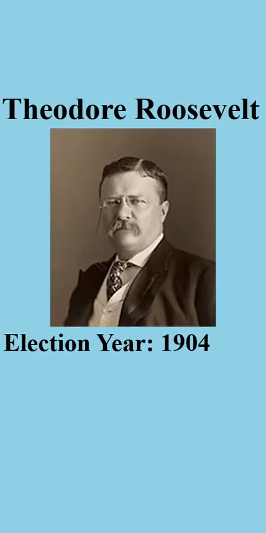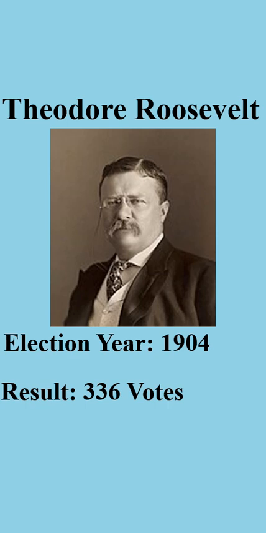Theodore Roosevelt, he is the youngest US president at the start of his presidency. He became a president at the age of 42 years. He won the US presidential election in 1904 with 336 electoral votes.